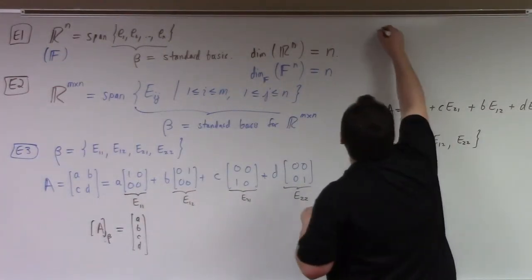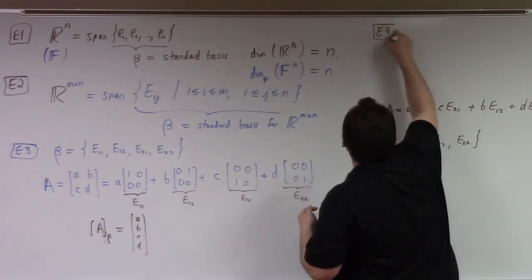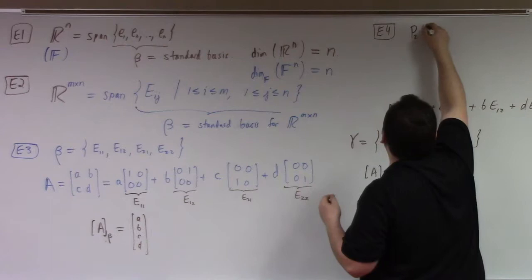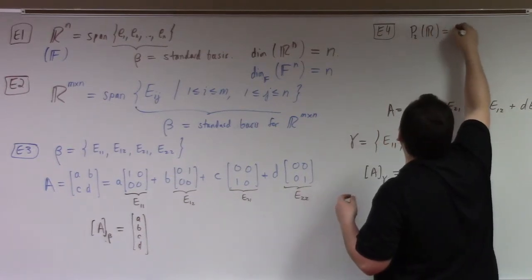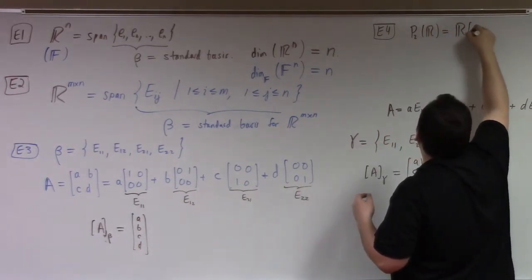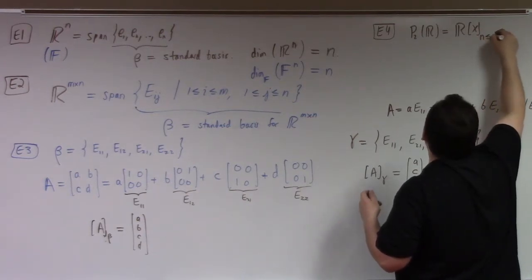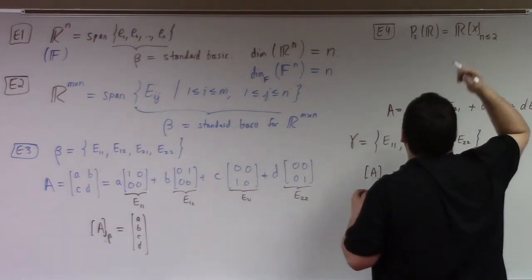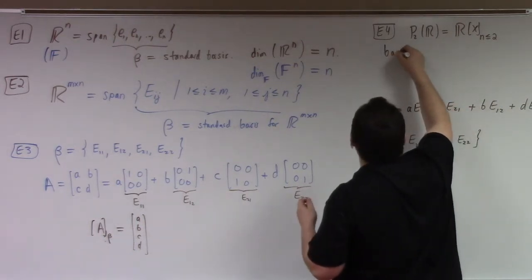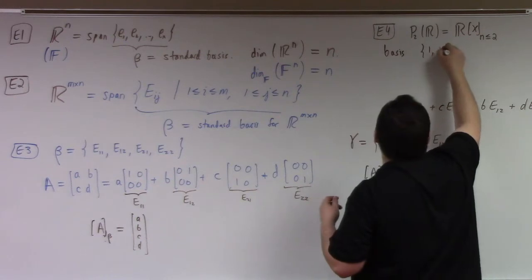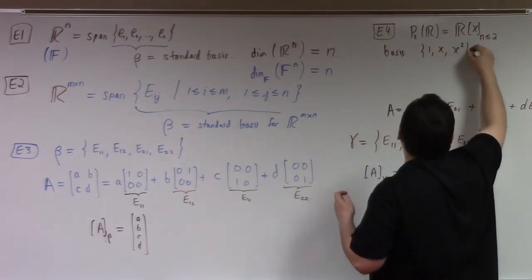Example 4. If we look at, I sometimes call it P2(R). I think the notation I'm starting to like would be R[x], degree n less than or equal to 2. So in other words, quadratic polynomials. This has a basis. What can we choose for a basis? How about this? 1, x, x squared, right?